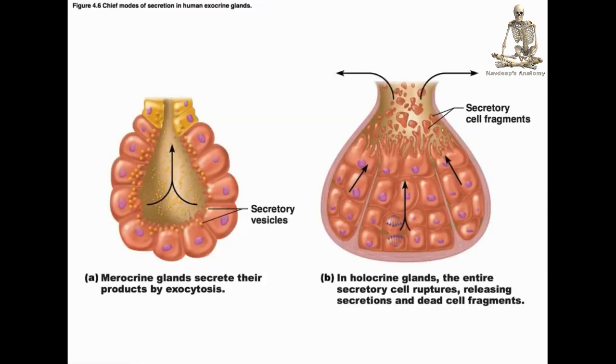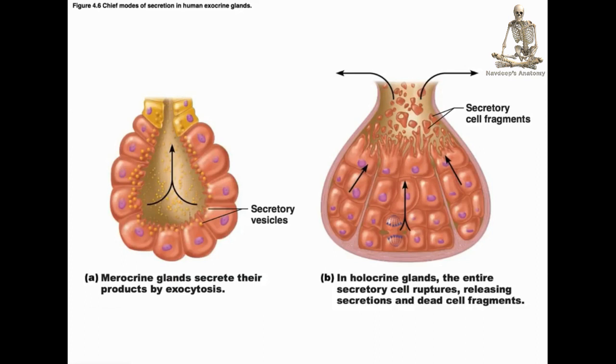Now you can clearly see in this diagram that the merocrine glands generally secrete their products by the process of exocytosis. You can clearly see the secretion is being secreted into the empty structure, and by the process of exocytosis it is being sent outwards. Whereas in the second, the holocrine glands, the entire secretory cell ruptures. You can clearly see the cell is being ruptured and releasing the secretions and the dead cell fragments. So it is called the holocrine glands.